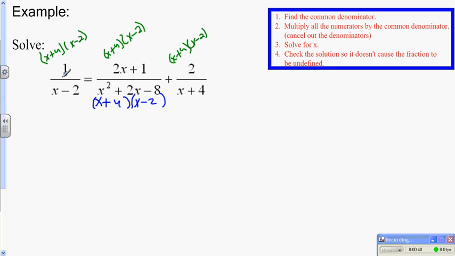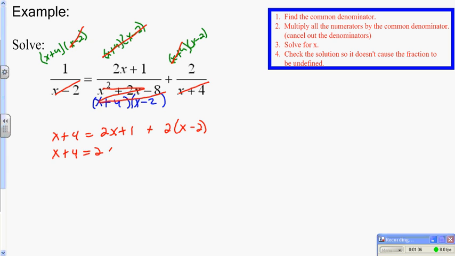Alright, so we go through. x minus 2 crosses out x minus 2. x plus 4 times 1, x plus 4. Everything here cancels. We're left with 2x plus 1. x plus 4 cancels. We're left with 2 times x minus 2. So we have x plus 4 equals 2x plus 1 plus 2x minus 4.